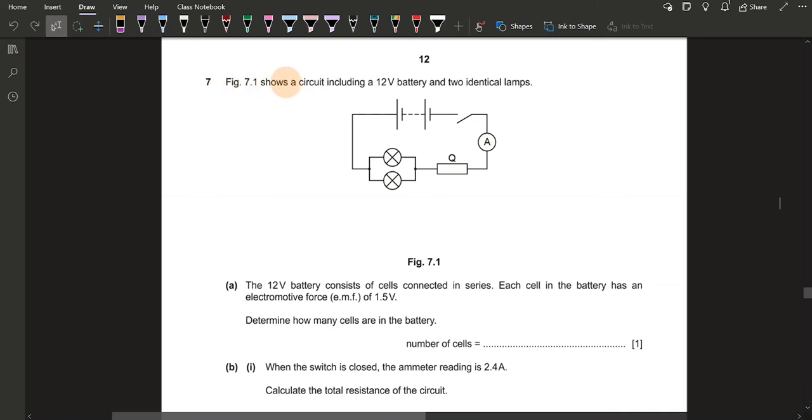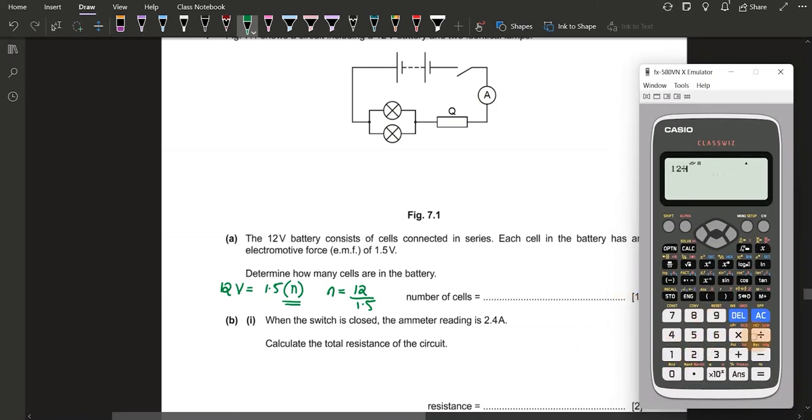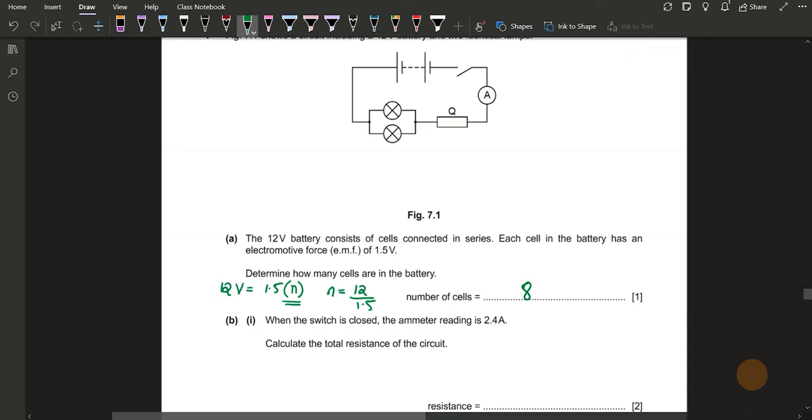Question number 7. Figure 7.1 shows a circuit including a 12 volt battery and two identical lamps. Part A says the 12 volt battery consists of cells connected in series. Each cell has an electromotive force, EMF, of 1.5 volts. Determine how many cells are in the battery, number of cells. Okay, so the total battery has 12 volts, right? And for one cell we have 1.5 volts. So we need to find N here. We just rearrange our formula and we get 12 divided by 1.5, which is going to be our answer, 8. So there are 8 cells.